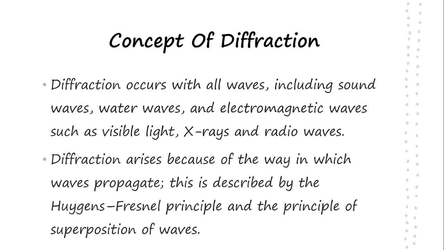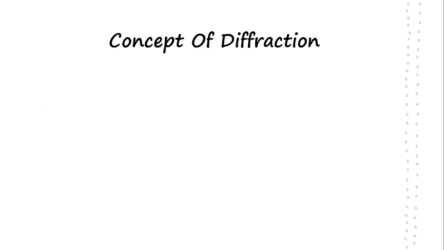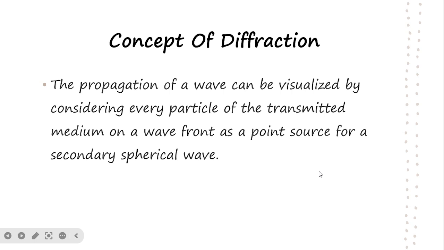Now, diffraction arises because of the way in which waves propagate. This is described by the Huygens-Fresnel principle and the principle of the superposition of waves. So it can be described by these two. The propagation of a wave can be visualized by considering every particle of the transmitted medium on the wavefront as a point source for a secondary spherical wave. So the propagation, the movement or flow of the wave, can be seen by considering every particle of the transmitted medium on the wavefront as a point source for a secondary spherical wave. So that's what it is.